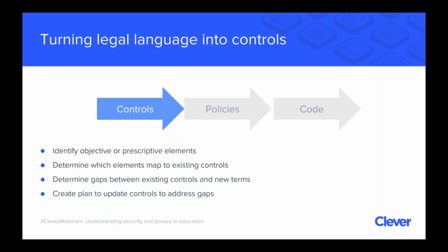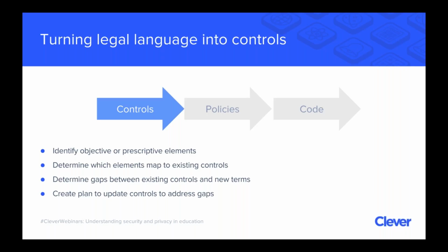When we analyze a new piece of legal language, whether it's a new state law or a data use agreement from a district, we first identify the objective or prescriptive elements of legal language related to student data privacy in it. This is really about reading the fine print, and we rely on our lawyers to help us highlight sections that are relevant for us.